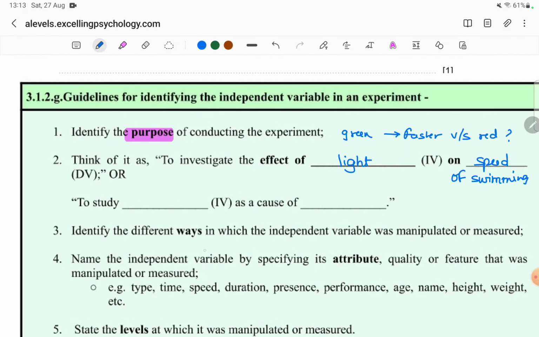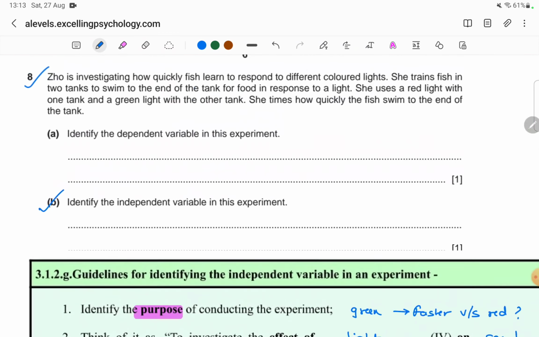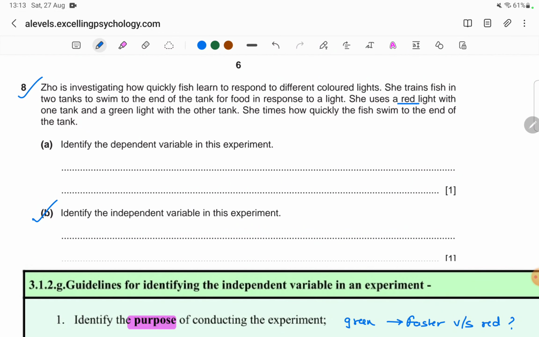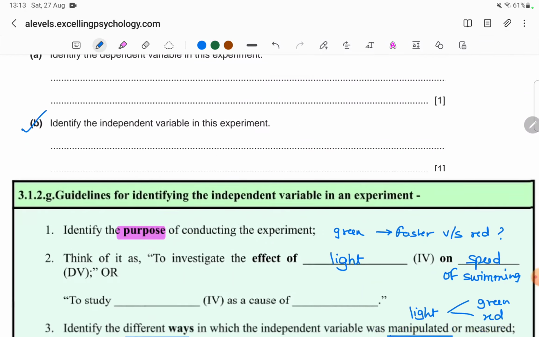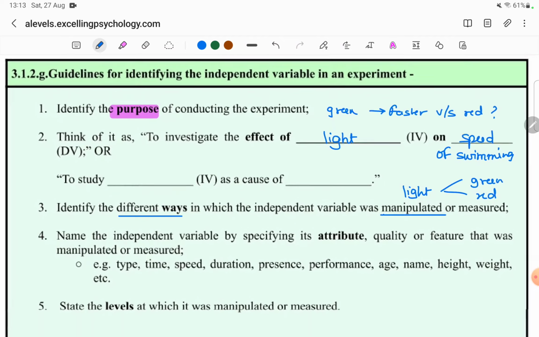Okay, next I need to identify the ways in which she has manipulated or measured the lighting. Here she's clearly manipulated the IV. So she has manipulated light as either the color green or the color red. If I look at the scenario clearly, I can see there were 2 ways in which she presented the light. I'm asking myself how she manipulated, how did she present the light?